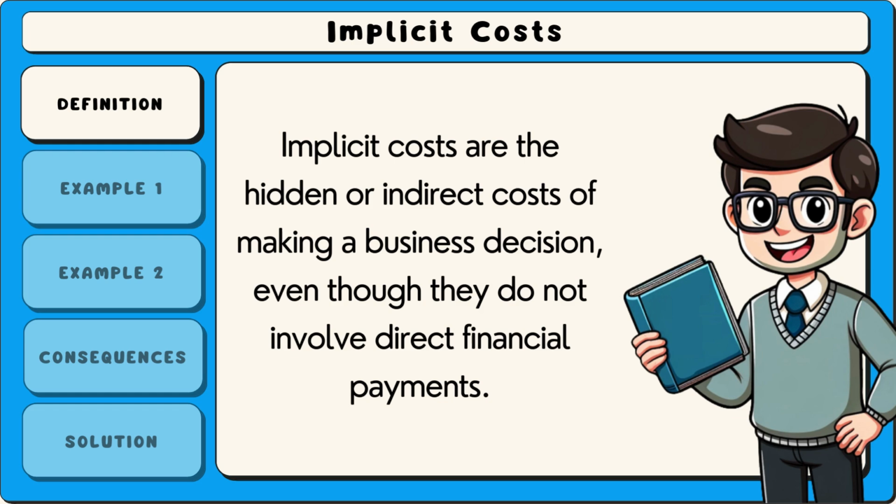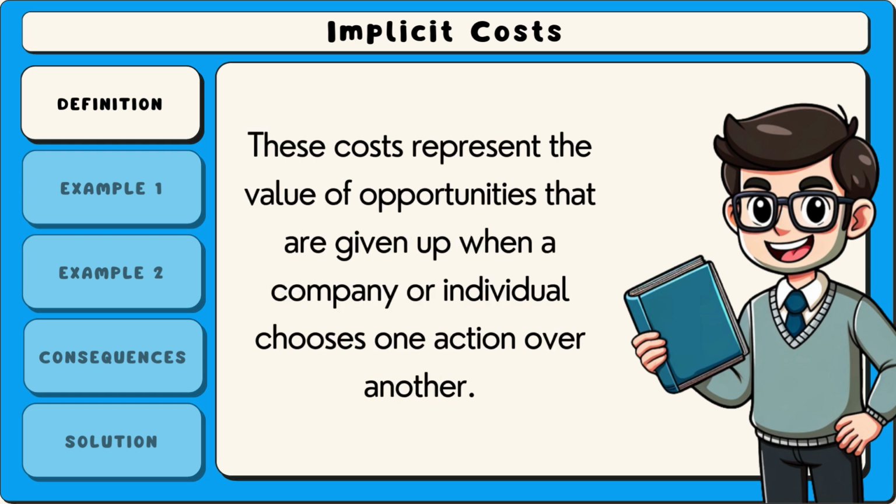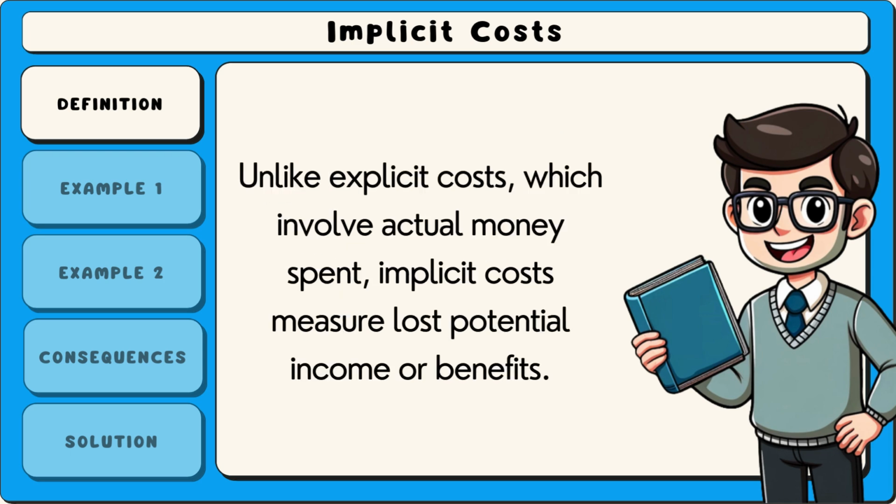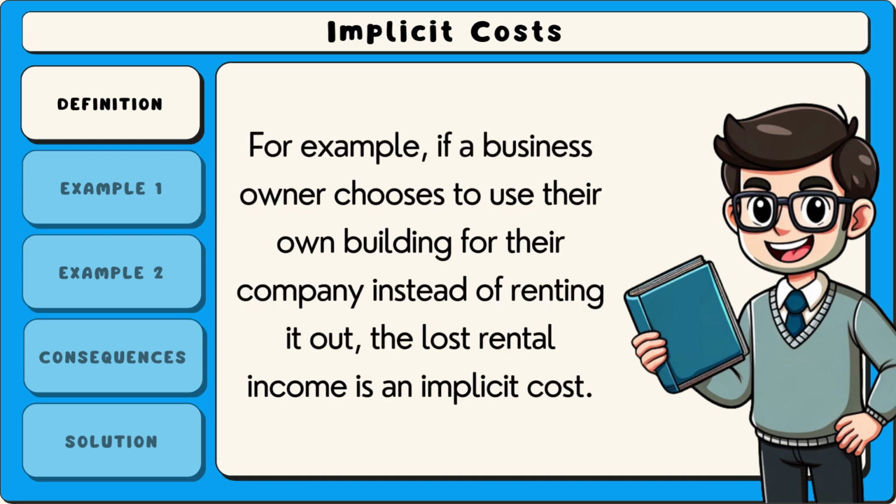Implicit costs are the hidden or indirect costs of making a business decision, even though they do not involve direct financial payments. These costs represent the value of opportunities that are given up when a company or individual chooses one action over another. Unlike explicit costs, which involve actual money spent, implicit costs measure lost potential income or benefits. For example, if a business owner chooses to use their own building for their company instead of renting it out, the lost rental income is an implicit cost.